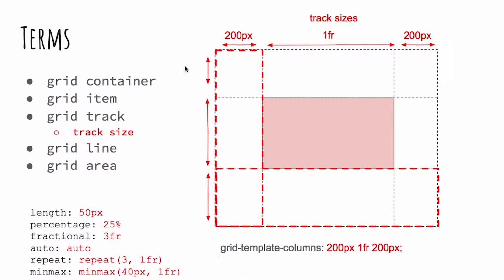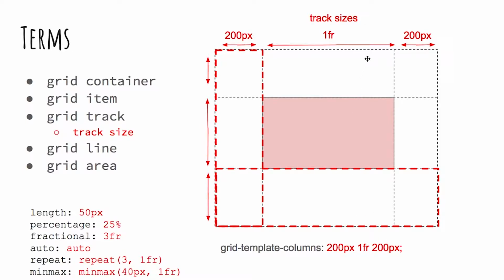As an example of specifying the track size here, we can say we have 200 pixels here in this grid column. In this track here, we're specifying 200 pixels here as well. And then using the grid template columns property, we're specifying three columns here. The first column gets the 200 pixels, then the second is the fractional unit, and then the third is the 200 pixels.